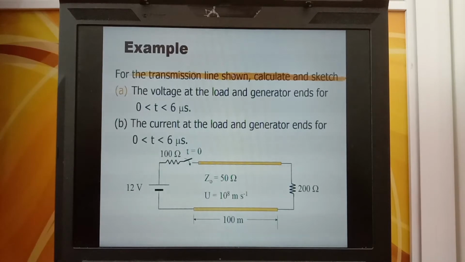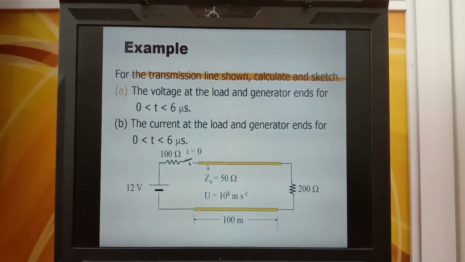Let's look at an example. For the transmission line shown, calculate and sketch the voltage at the load and generator ends for time t from 0 to 6 microseconds, and also the current at the load and generator ends for time t from 0 to 6 microseconds.